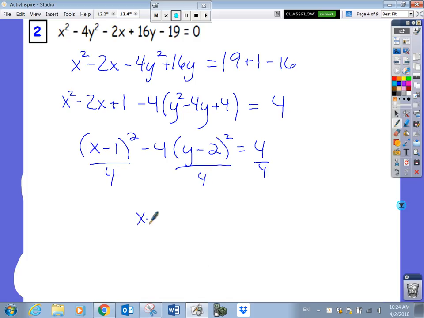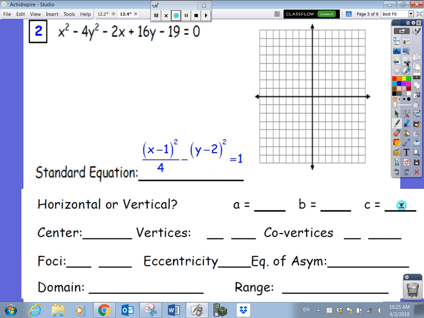And now we have standard form. Minus y minus 2 squared over 4. 4 divided by 4, so it's just minus y minus 2 squared equals 1. So there is your standard form. Now you can answer all the questions about the hyperbola.